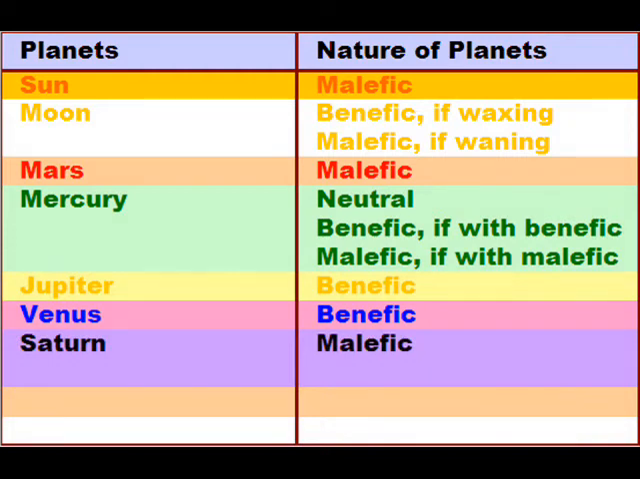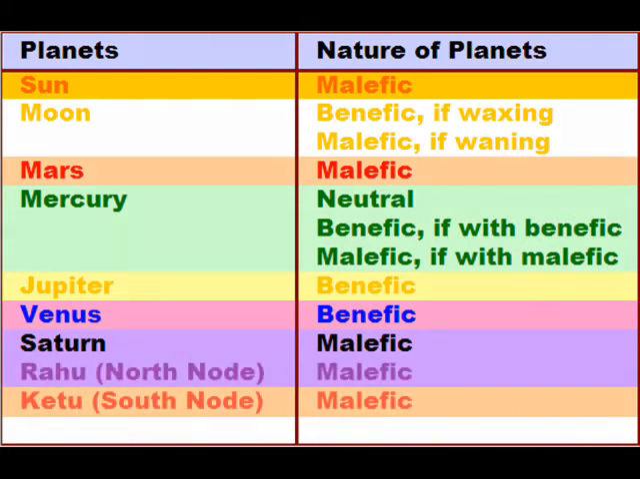The remaining two are not actual planets but the nodes of the moon. They are known as the snake planets. These are actually the points of intersection of the Earth's revolution around the Sun and the Moon's revolution around the Earth. They are called Rahu and Ketu, and they are both malefics. It should be noted that natural benefics may become temporary malefics based on their respective placements in your chart. Similarly, a natural malefic may also become a temporary benefic.